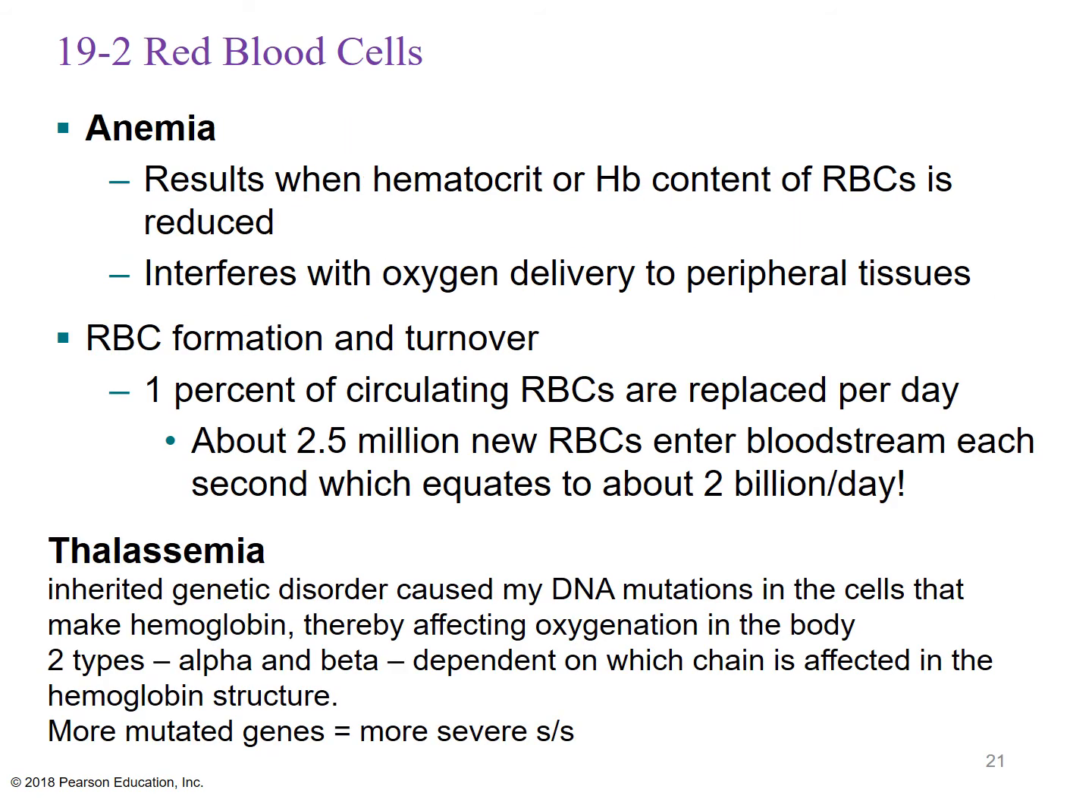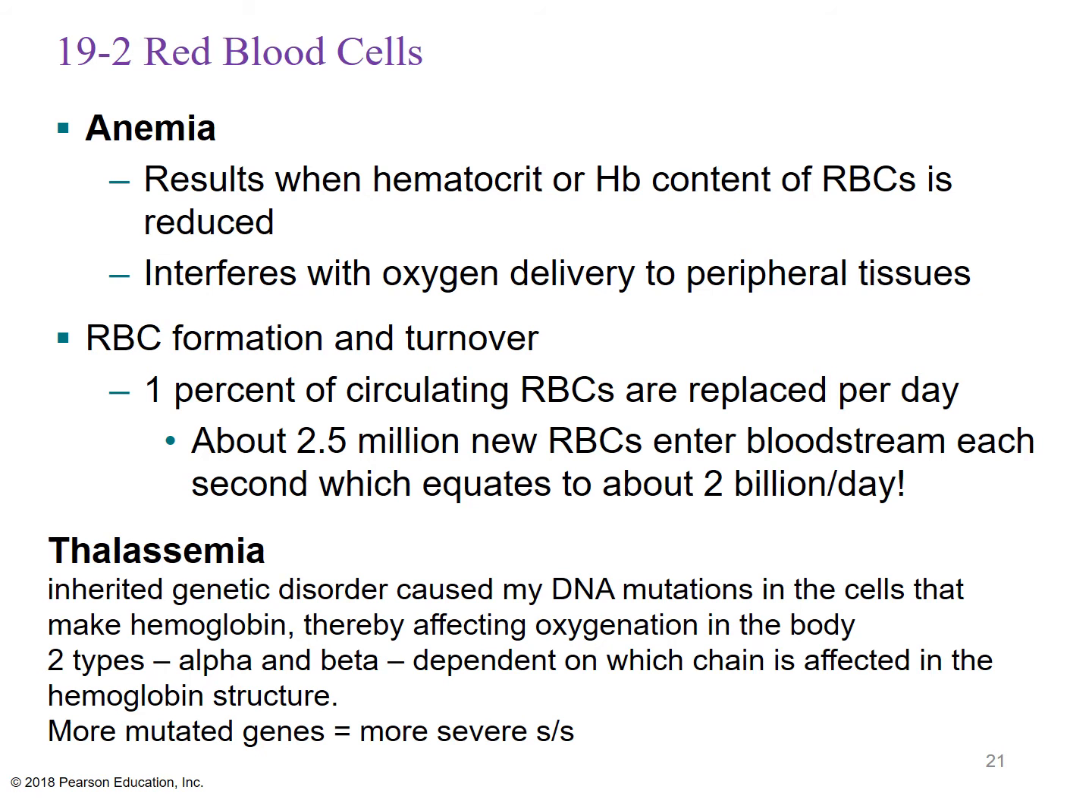Anemia is going to result when we have a hematocrit or hemoglobin content of the red blood cells being too low. Of course, this is going to interfere with the oxygen delivery to the tissues, so this can cause a number of different issues. So whenever we look at anemia, there are different types of anemia, and this all is about how we are interfering with tissue oxygen saturation.